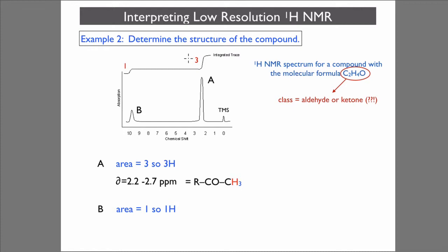attached to this carbonyl group. And the area of 1, so it's 1H, and it's shifted to 9.4 to 10.0 parts per million, so we know that that's the hydrogen directly attached to the carbon in the carbonyl group. Therefore, we know that it has to be an aldehyde because of this hydrogen here. It's ethanal.